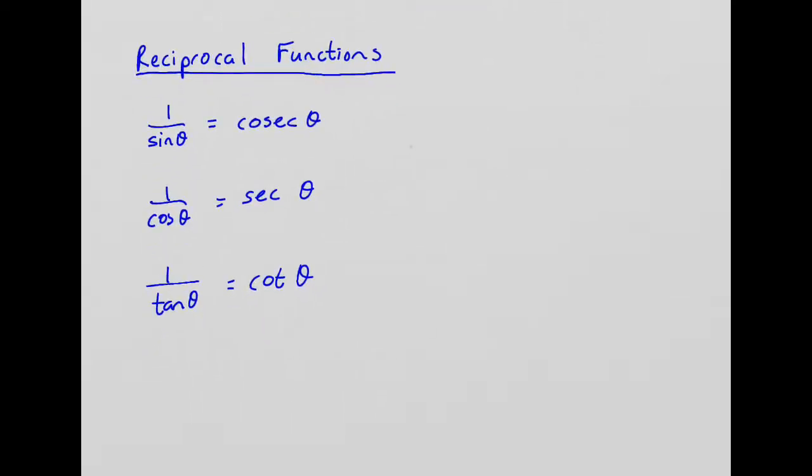Okay, and there is a summary for you of the reciprocal functions. Do not mix those up with the co-functions. The co-functions are different. The reciprocal functions, so 1 over sine theta is cosec theta, which means that 1 over cosec theta is sine theta, and so on. 1 over cos theta is sec theta, so 1 over sec theta would be cos theta, and 1 over tan theta is cot theta, so therefore 1 over cot theta would be equal to tan theta.